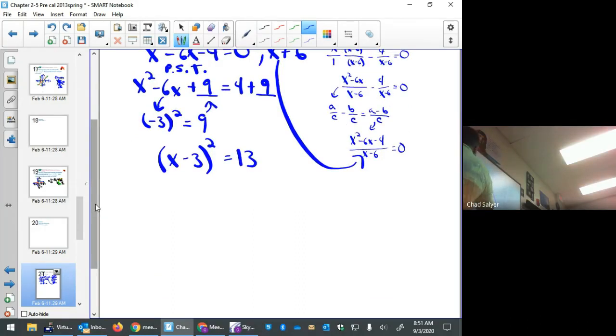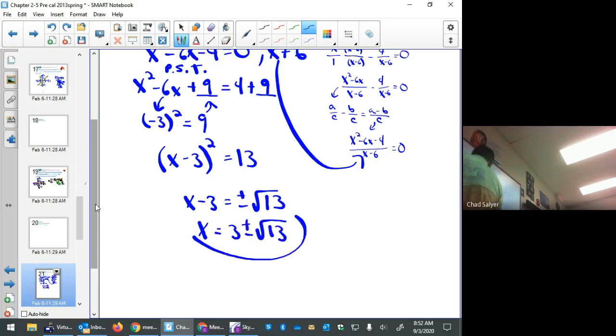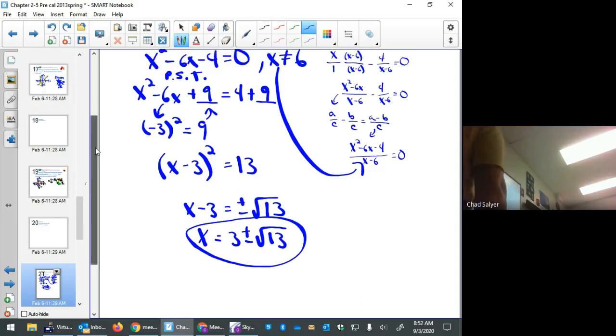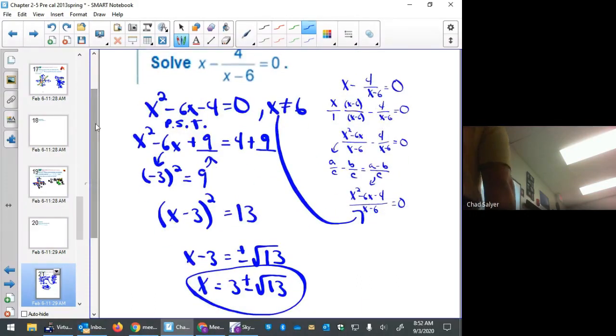And then using the square root property, neither of these answers are 6, and so they're both valid. 3 plus or minus the square root of 13.